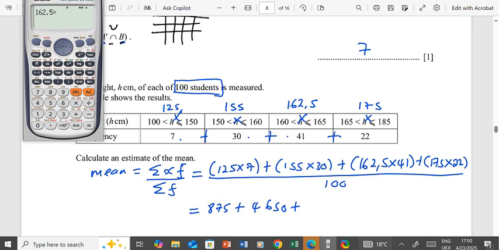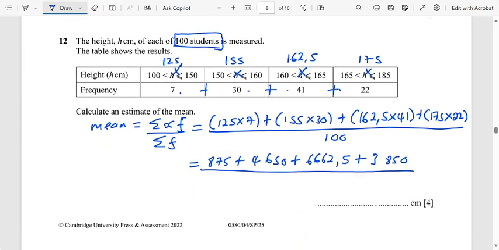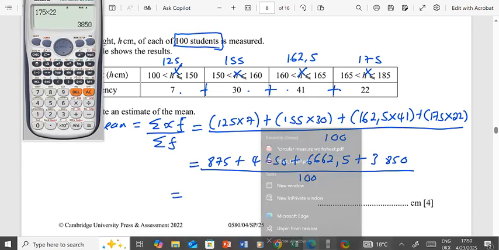162.5 times 41, which gives me 6,662.5, then plus the last class is 175 times 22, which gives me 3,850. All these are all over 100. So now let's add the numerator and see what we have.